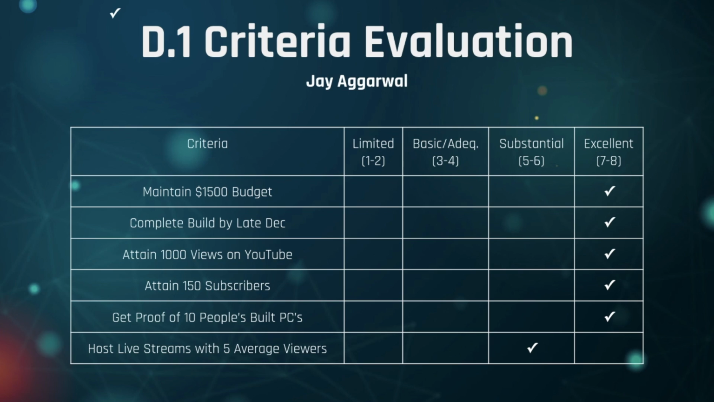I also got my peer Jay Agarwal to do a criteria evaluation based on my project, in which he gave all exceeding expectations, except the goal containing my average viewer count, stating that it could have been possible to exceed these 5 viewers by expanding my community on a wider spectrum.